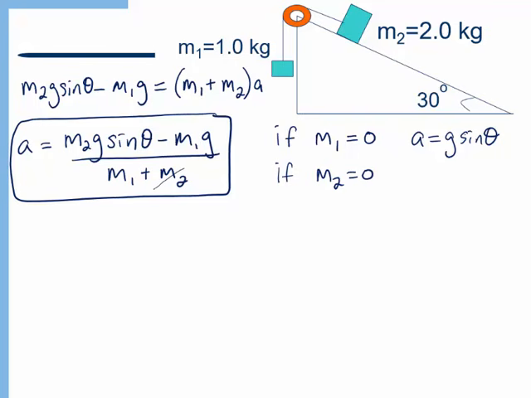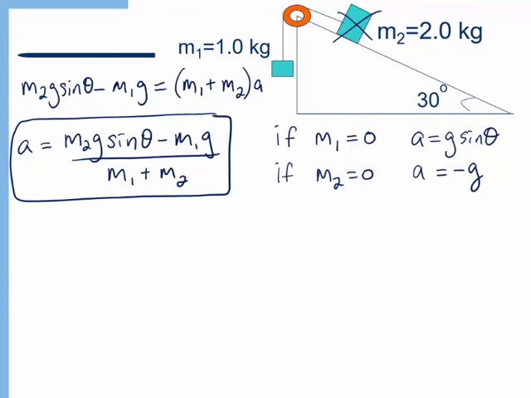Now, if instead of saying what happens if m1 is 0, what happens if m2 is 0? Well, now we lose that m2 and we lose that term. And you'll notice we get minus m1g over m1, or a is equal to negative g. Notice that that makes sense, because if m2 isn't there, m1 would just accelerate at negative g, because down is negative for that object. It would just fall with the acceleration due to gravity. So again, it's always good to go through and check your solution by putting in things that you can figure out conceptually and see if they make sense or not.